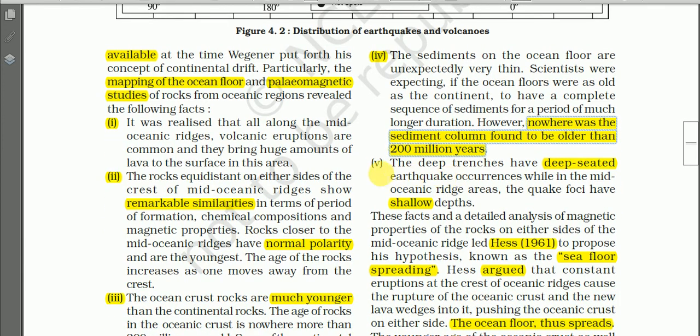Then next we have fact number 5. The deep trenches have deep-seated earthquake occurrences, while in the mid-oceanic ridge areas, the quake foci, that is earthquake foci, have shallow depths. So another finding is that earthquakes in the deep trenches have deep-seated occurrences, whereas along the mid-oceanic ridges, the earthquake foci have shallow depths.